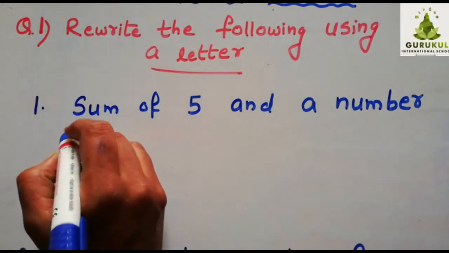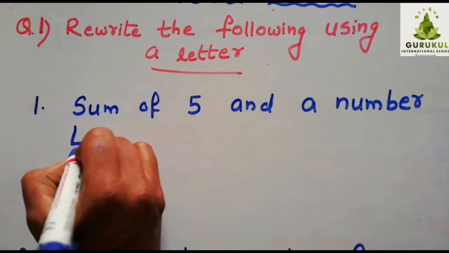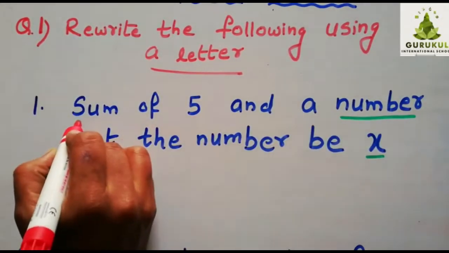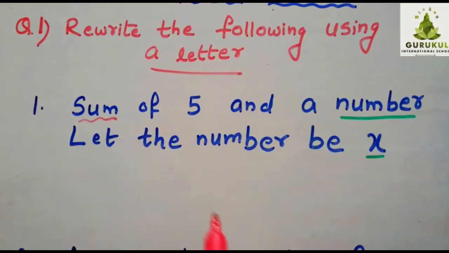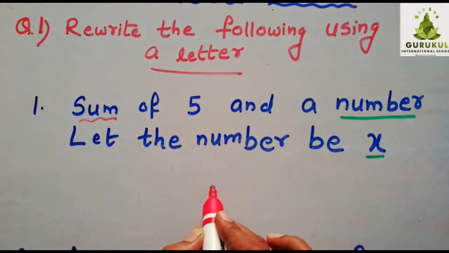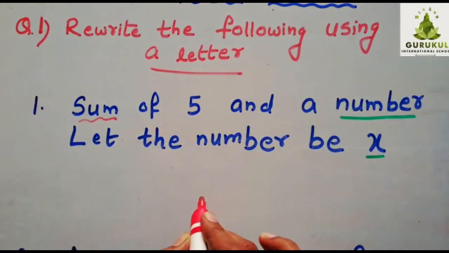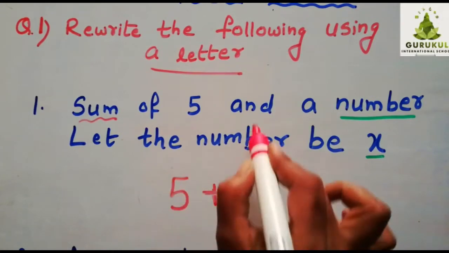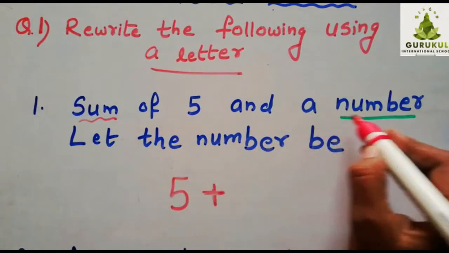So let us take it as x. Let the number be x. It's given sum. Sum means you have to add something. So how will you frame the expression? Now, sum of 5, you have to add something, so plus sign here. Sum is the sum of 5 and a number.